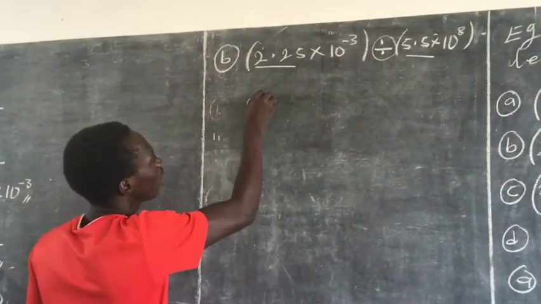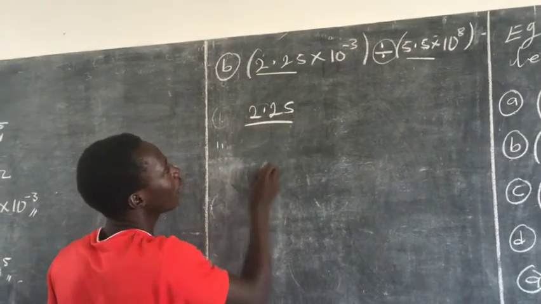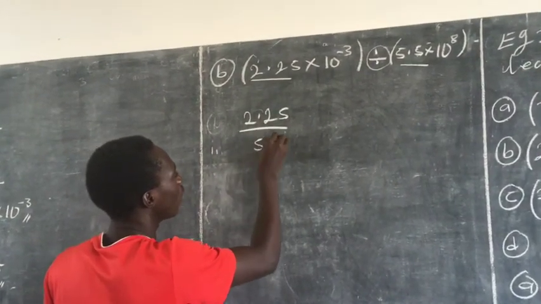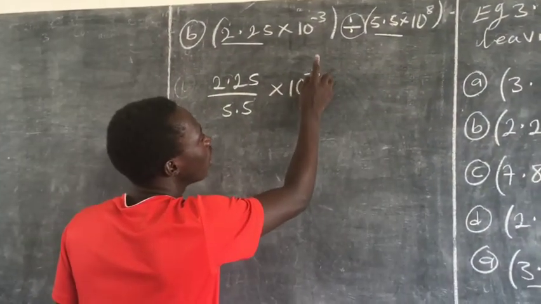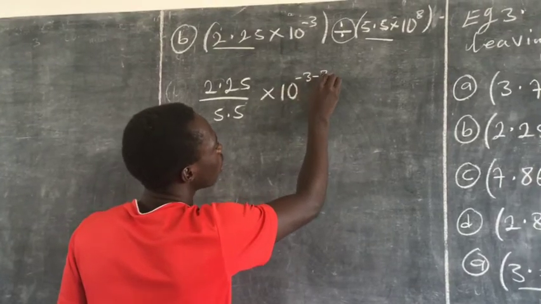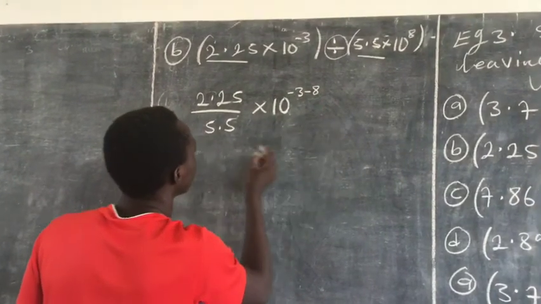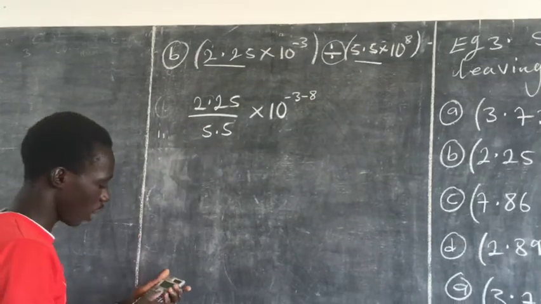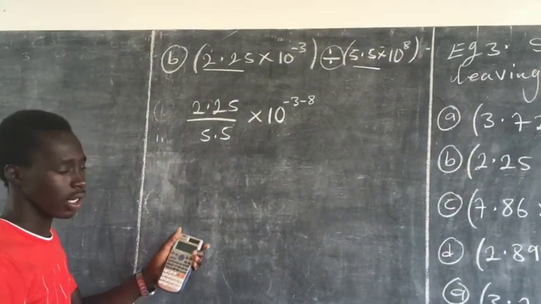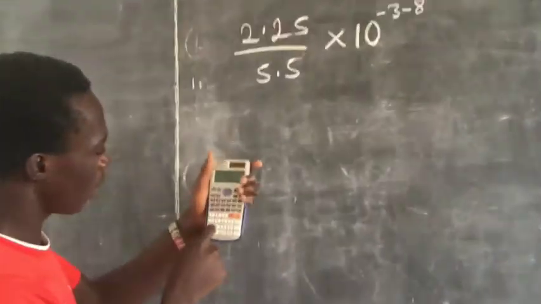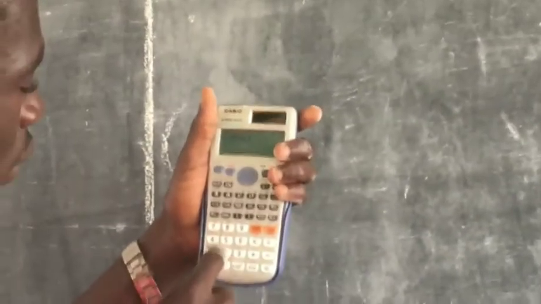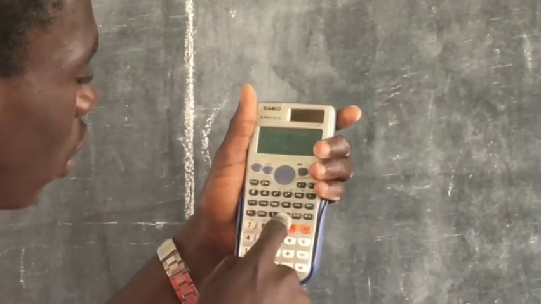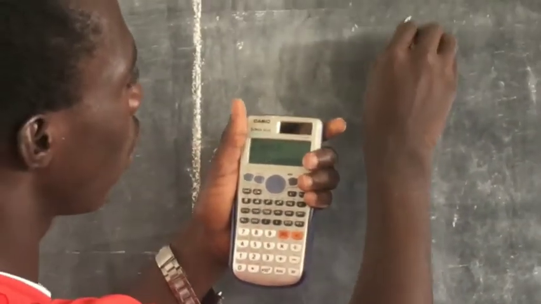So this is 2.25 divided by 5.5 times 10 to the power, this number is minus 3. If you subtract them, you will minus 8. It means you minus 3 minus 8. So therefore, this will be 2.25. If you take your calculator and press 2.25 divided by 5.5, that will give you 0.409090.